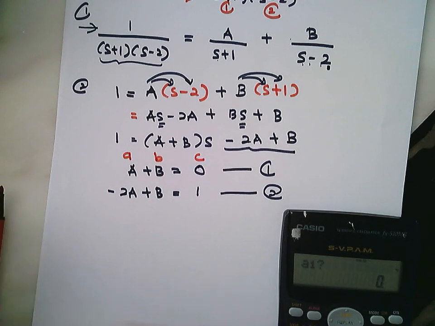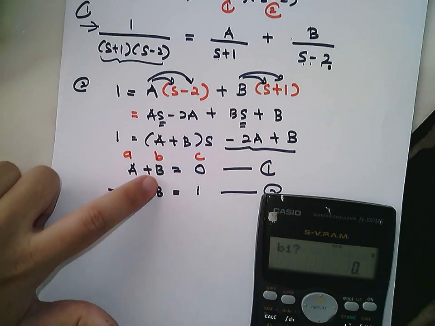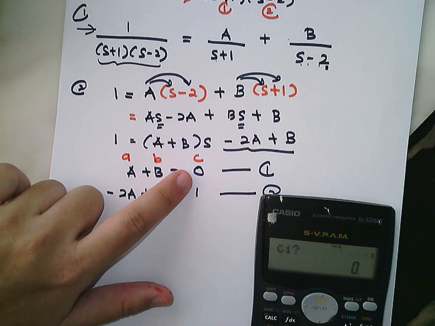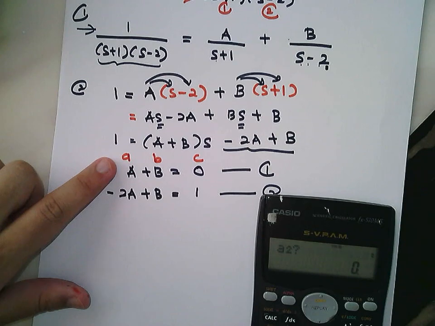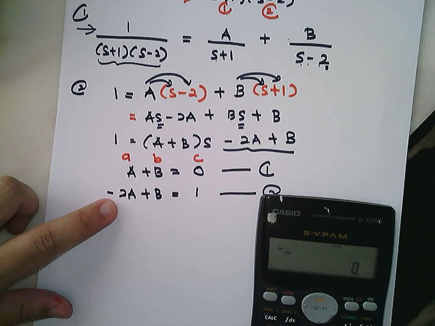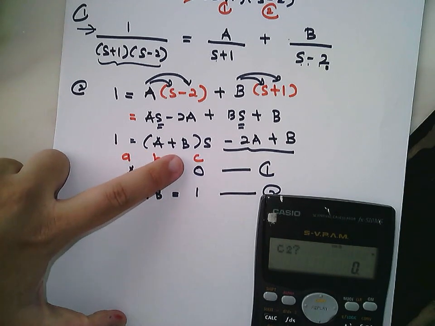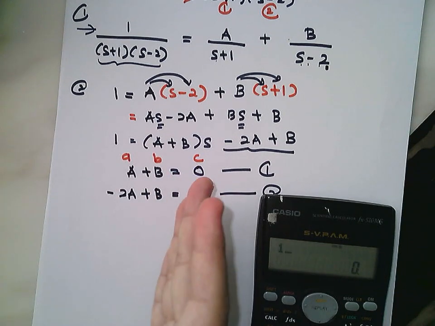So equation 1, your a1 is equal to 1, your b1 is equal to 1, and your c1 is equal to 0. The second equation, your a2 is equal to negative 2, your b2 is equal to 1, and your c2 is equal to 1. You don't need to move this one to the side.